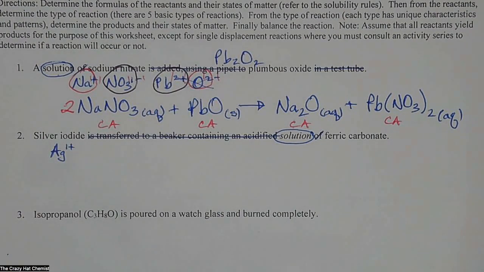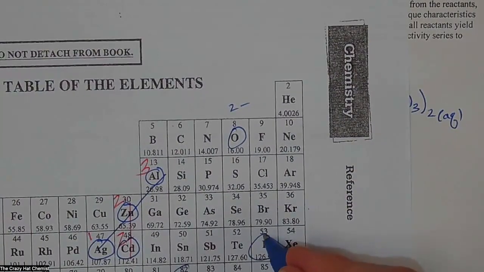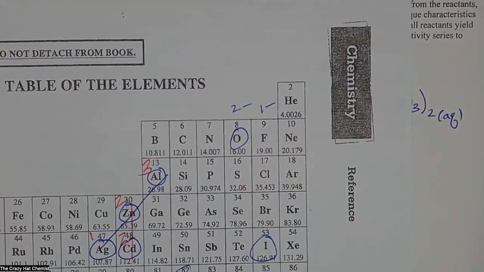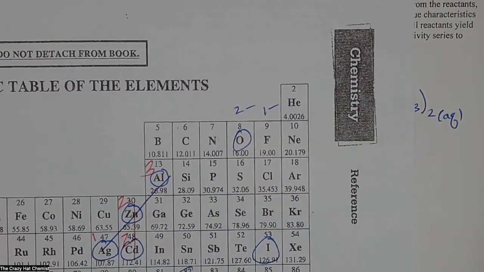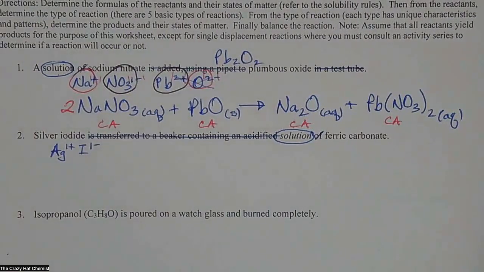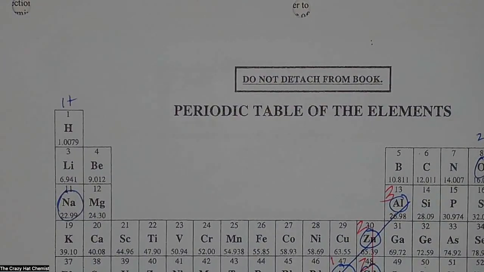Then it's iodide. And iodide is right here, the iodide ion, and that is a halide ion, a halogen that has a charge to it. So it's a halide ion. That's a 1- charge. So that is an I with a 1-. Then it says ferric carbonate. Okay. And so this is also a periodic trend charge.